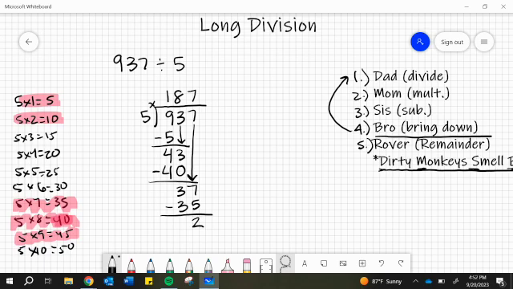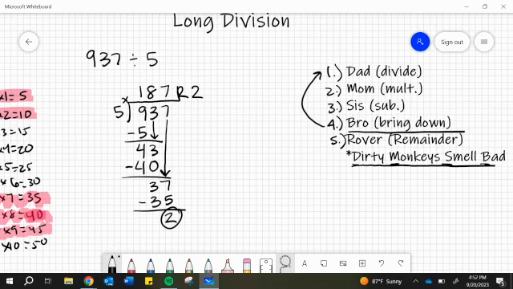Okay, now this is where the remainder comes in. There's nothing left for me to bring down. There's no other number there. So what I have to do now is my 2 becomes my remainder. My 2 is my remainder. Okay. Now remember, every time I divide, I just got to check my answer. I always multiply my quotient to my divisor, and that's going to give me my dividend.